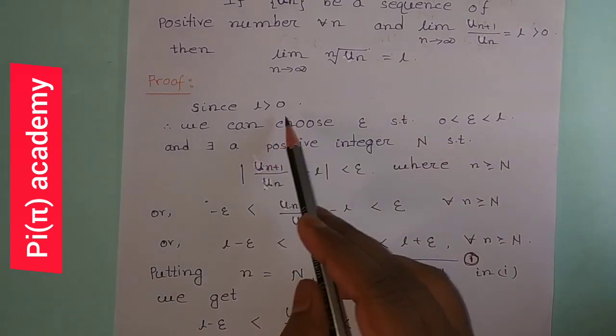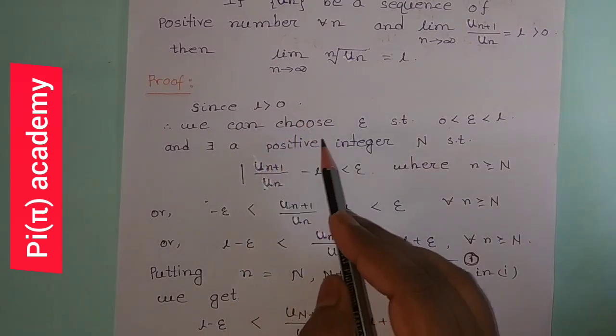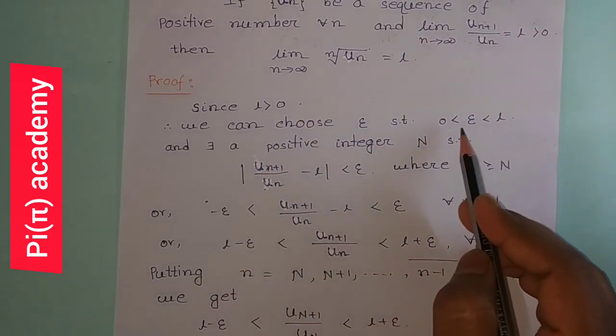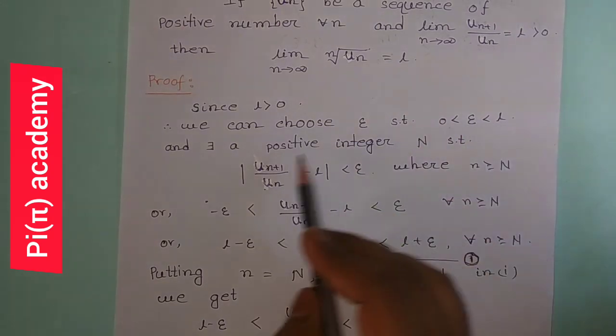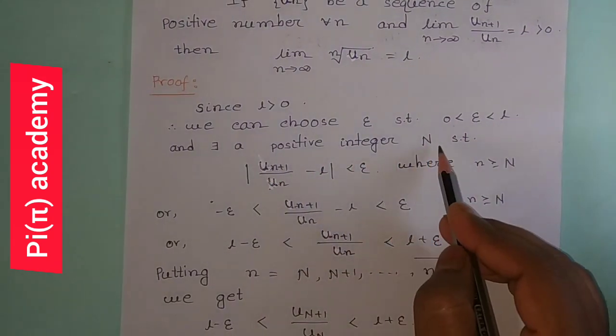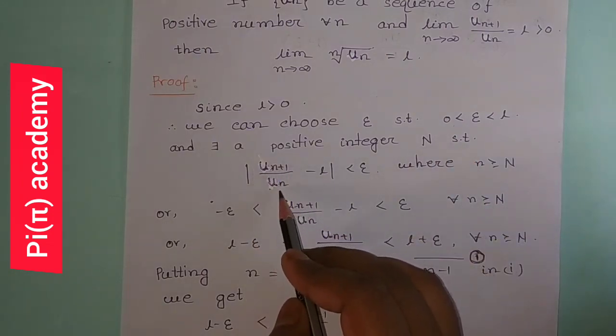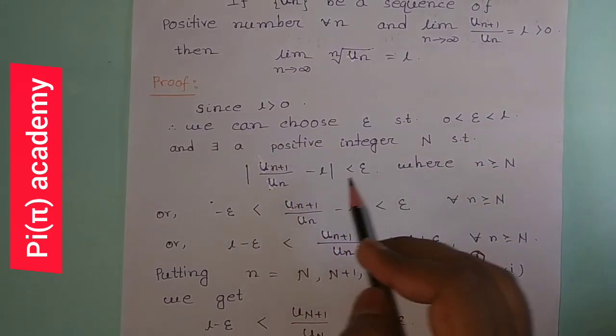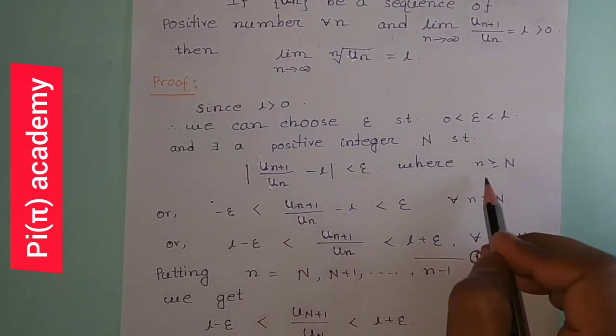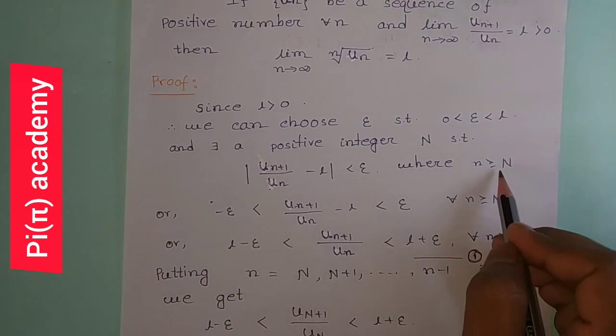Since L greater than 0, therefore we can choose epsilon such that 0 less than epsilon less than L, and there exists a positive integer capital N such that mod u_(n+1) divided by u_n minus L less than epsilon, for all n greater or equal to capital N.